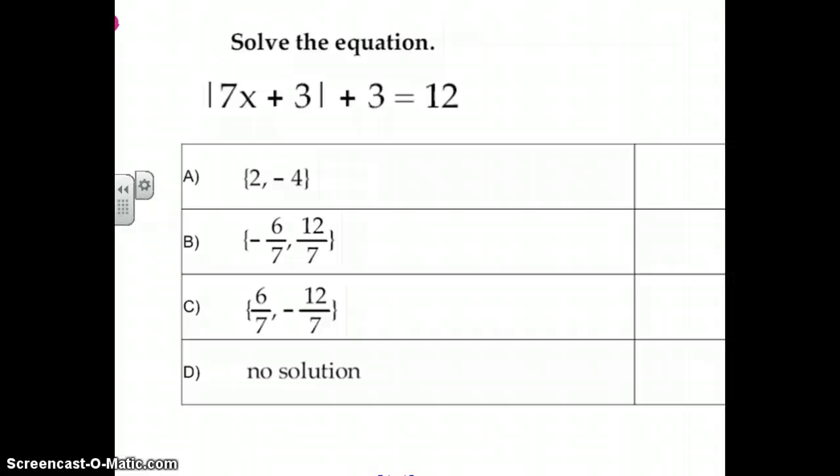I hope you're done with this problem because I'm going to share the answer. I hope everyone got answer C. So that kind of concludes section 1.6.